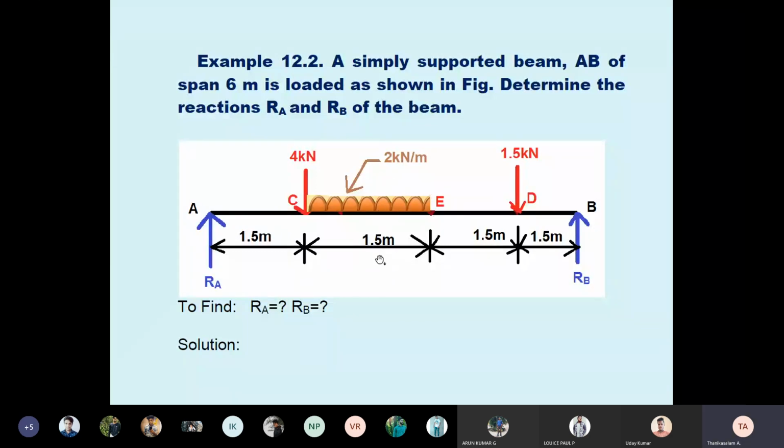So where is the 3 kilonewton acting? In the middle of the 1.5. Students, this problem additionally gives a UDL. I told you a UDL is considered as a rectangular area, 2 into 1.5. So 3 kilonewton, where is it acting? In the middle of 1.5. It is the same diagram, they only ask the same questions, RA and RB. Additionally the UDL is given.